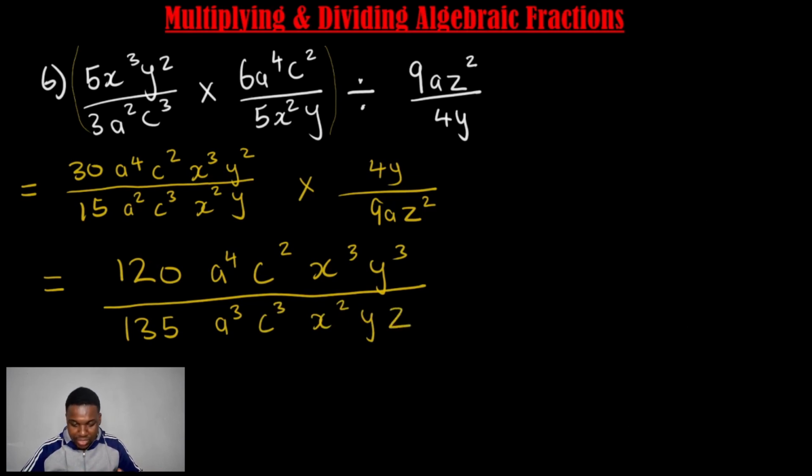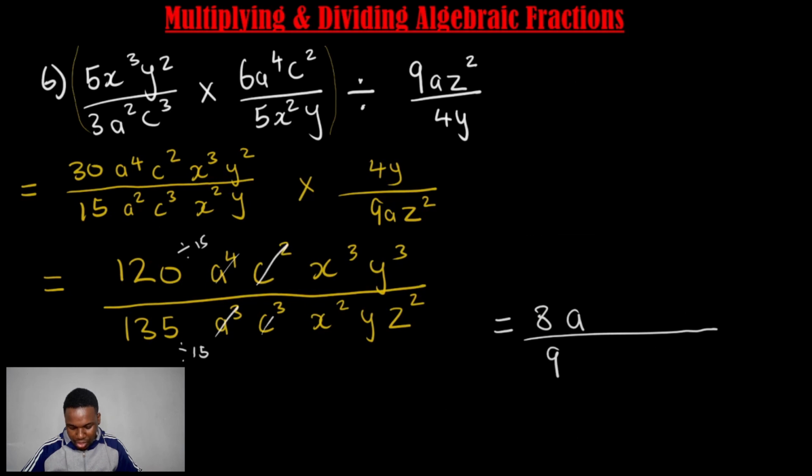So now we're going to see if we can simplify. Okay, so let's start with the coefficients, or the numbers. The number portion of the fraction. So what number can go into 120 and 135 without leaving a remainder? So the answer is 15. 15 into 120, we're left with 8. And 15 into 135, we're left with 9. We're going to cancel our a to the 4th power and a cubed. When we cancel those, we're left with only one a in the numerator.